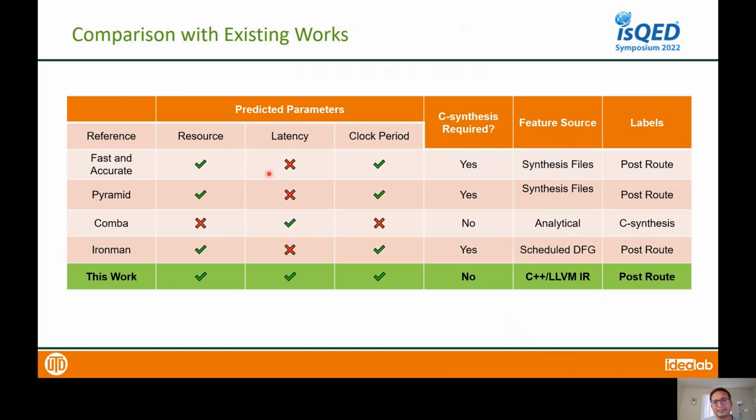In order to address this drawback, in our work we predict the post-route resource requirement, latency and clock period without performing any kind of C synthesis or logic synthesis, just by looking into the high-level C++ code, and our labels, or the predicted target values, are the post-route values.